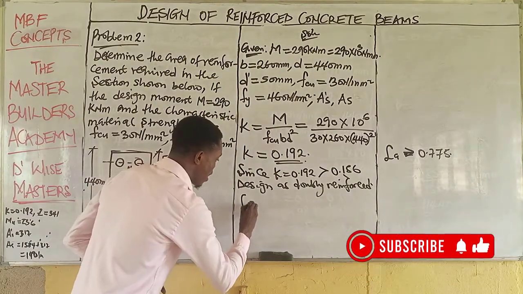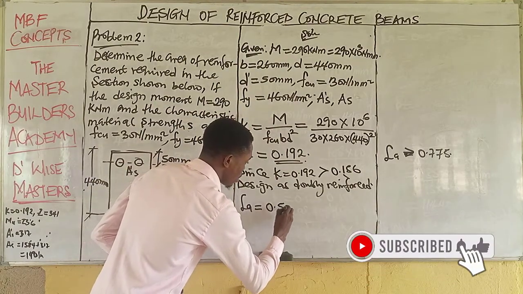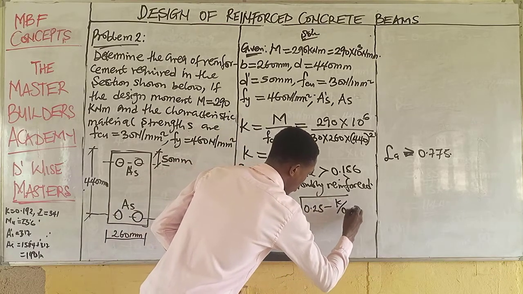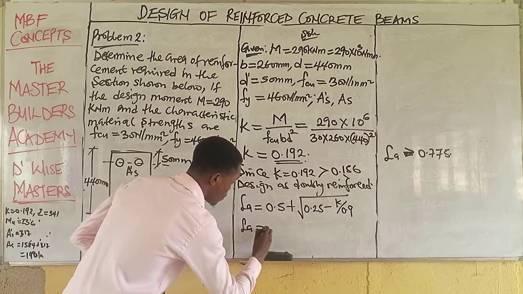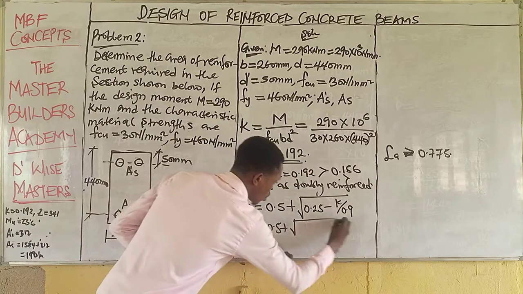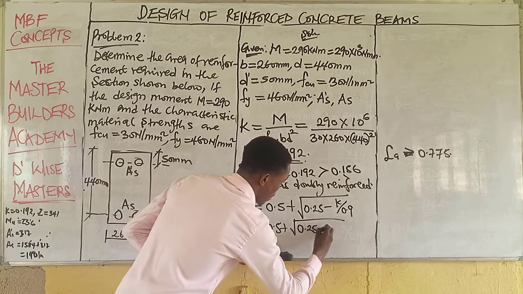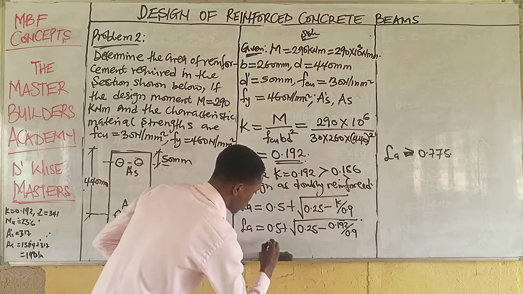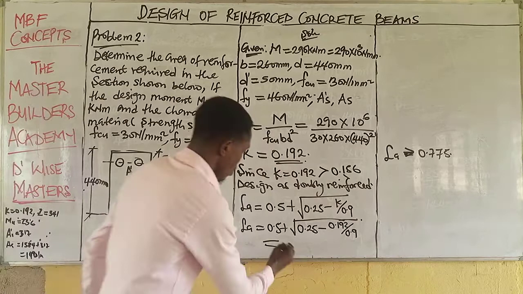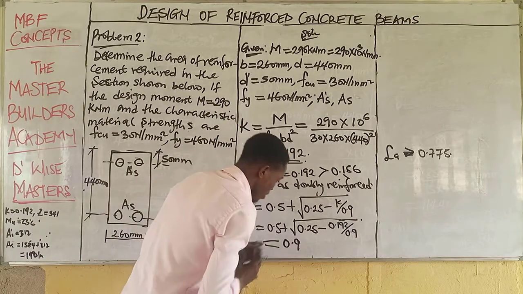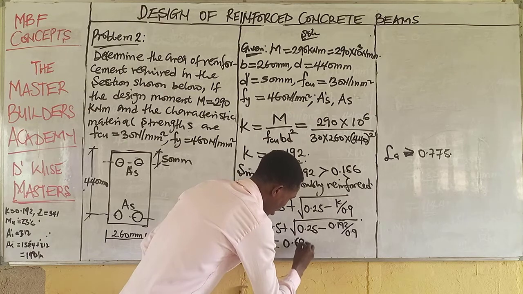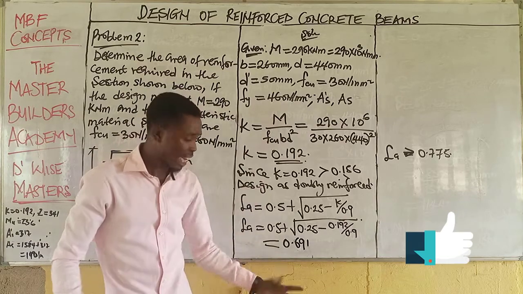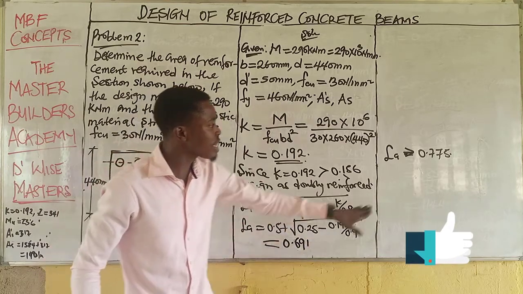Now, we have that LA is equal to 0.5 plus the square root of 0.25 minus K over 0.9. Now, if we input the value of K, we have this as 0.5 plus the square root of 0.25 minus 0.192 over 0.9, everything inside the square root. And when we calculate, we have 0.691. Now, the lever arm factor calculated is this. But when we look at this value now, it is less than the lower limit.